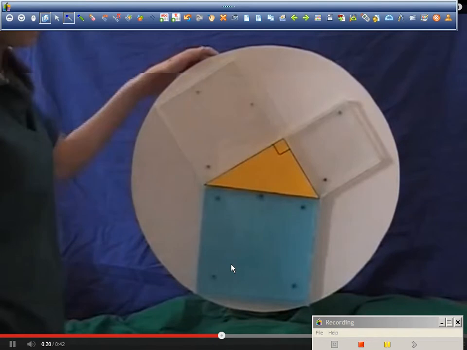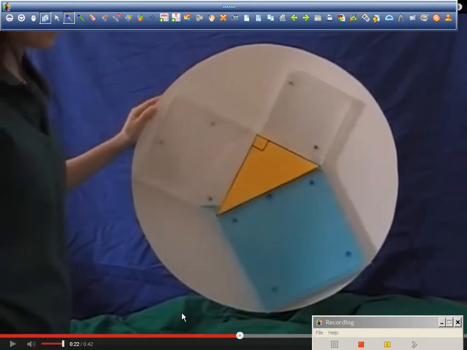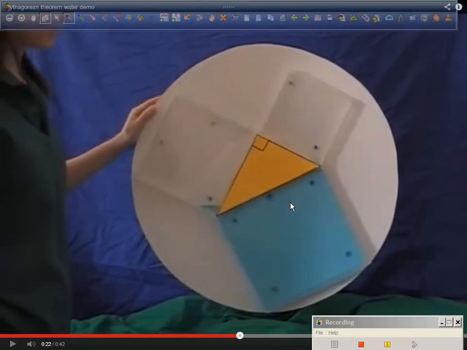All right, let's pause that for a second. So, what happens? This square right here and this square right here fit perfectly into the larger square. That's pretty cool. What do you mean it doesn't make any sense? They just proved it.